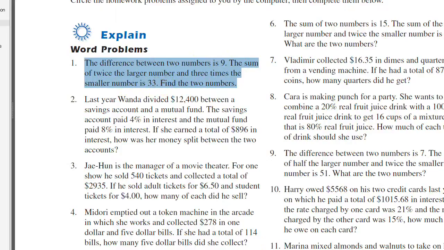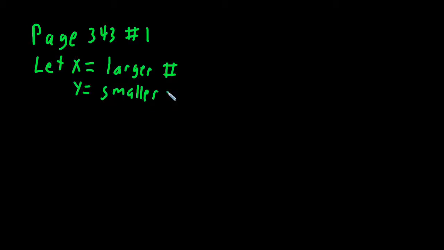We're looking for two numbers. So we want to let x be one of them and let y be the other. So I'm going to designate my variables here. I'll say let x maybe be the larger of the two, the larger number, and y will be the smaller number. So we have two numbers here, x and y. We want to find out what they are for this problem.